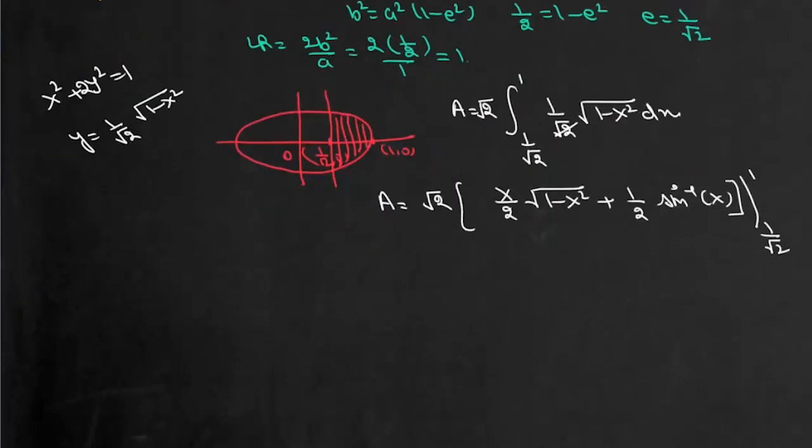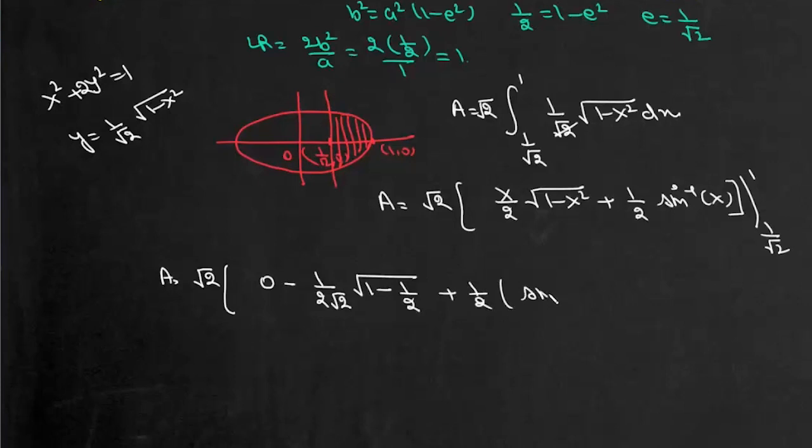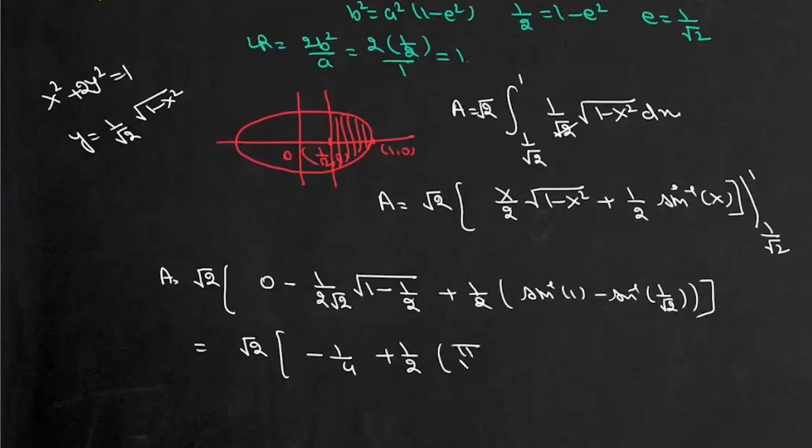Now we will simplify this. So this area will be root 2, and if we put x as 1, it will be 0, minus, if we put 1 by root 2, it will be 1 upon 2 root 2, and then into under root of 1 minus 1 by 2 plus 1 by 2, and here it will be sine inverse 1 minus sine inverse 1 by root 2. Now this is root 2 and here this is minus 1 by 4 plus 1 by 2 and sine inverse 1 is pi by 2 and this is pi by 4. So this is pi by 8.